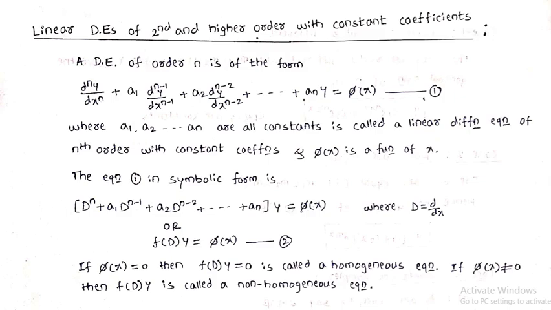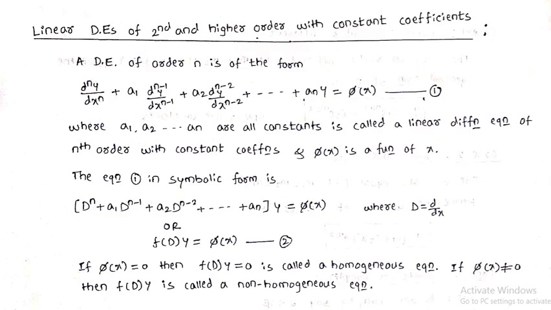This left-hand side is also denoted as f(D) y. So f(D) denotes D^n + a1 D^(n-1) + a2 D^(n-2) up to an, which is equal to phi(x). Call this equation number 2.